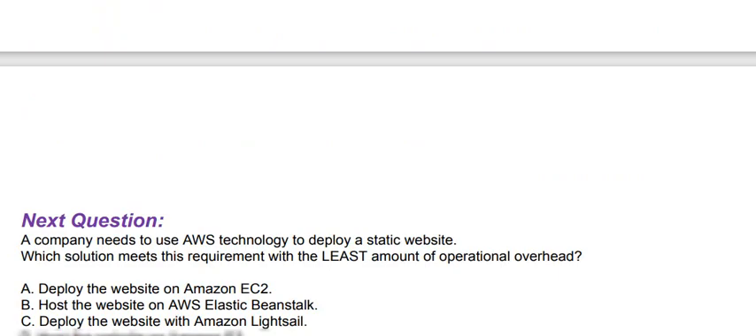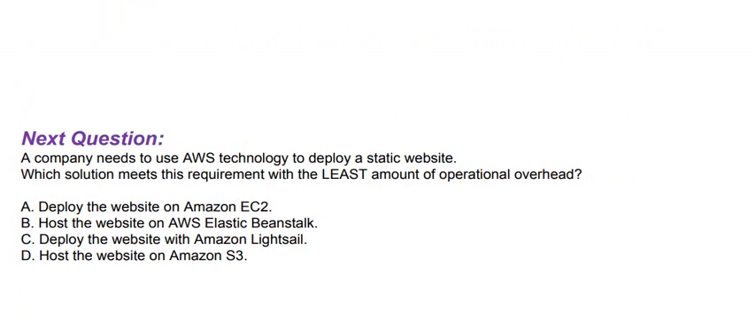Next question is, a company needs to use AWS technology to deploy a static website. Which solution meets this requirement with the least amount of operational overhead? Option A, deploy the website on Amazon EC2. Option B, host the website on AWS Elastic Beanstalk. Option C, deploy the website with Amazon Lightsail. And option D, host the website on Amazon S3. The correct answer is option D.